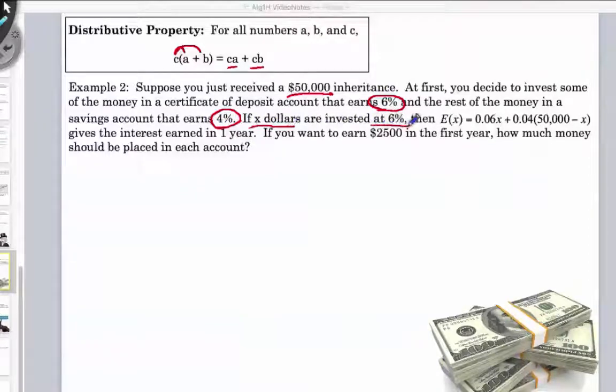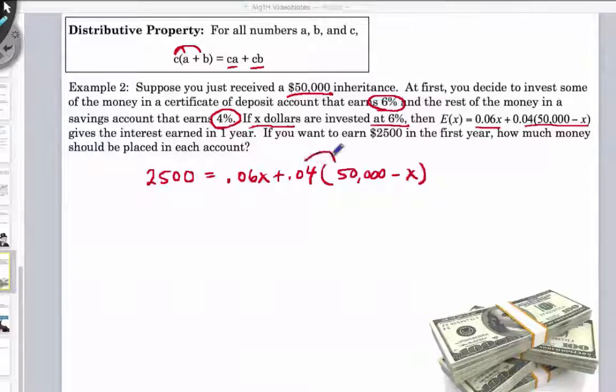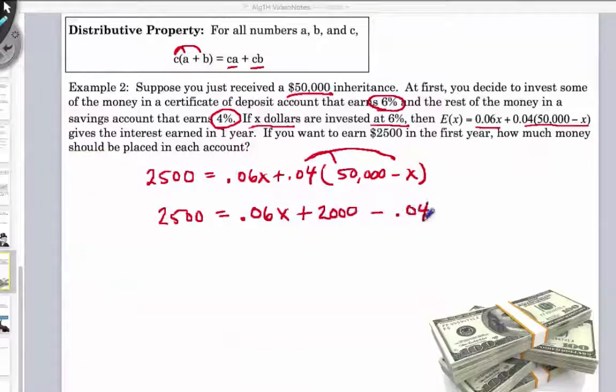The interest equation is set up as E of x is equal to 0.06x plus 0.04 times 50,000 minus x. All right, it asks how much should we invest in our accounts so that we earn a minimum of $2,500 in the first year. So we'll say 2,500 is set equal to our equation for that interest. And now we need to distribute the 0.04 to the two terms inside the parentheses. When I do that, I get 0.06x plus 0.04 times 50,000, which results in 2,000, minus 0.04x.